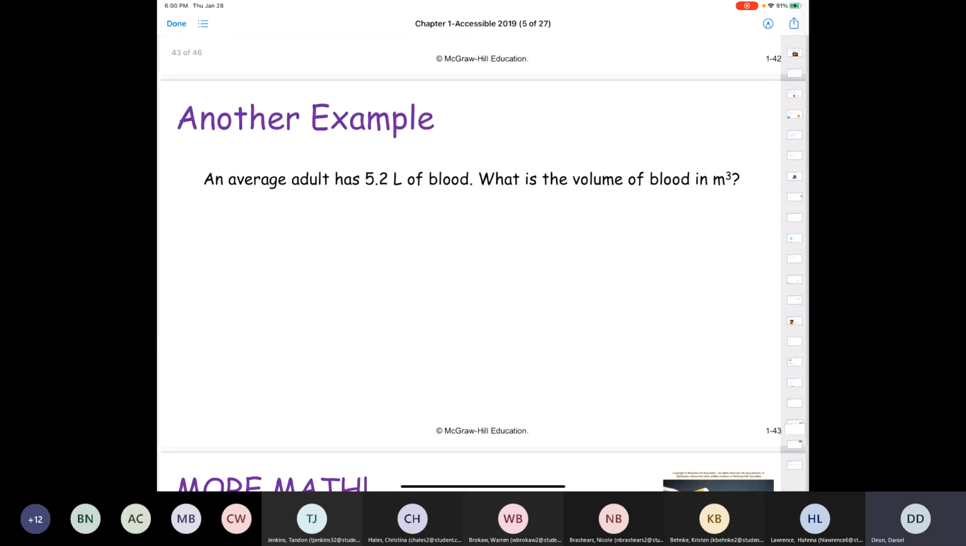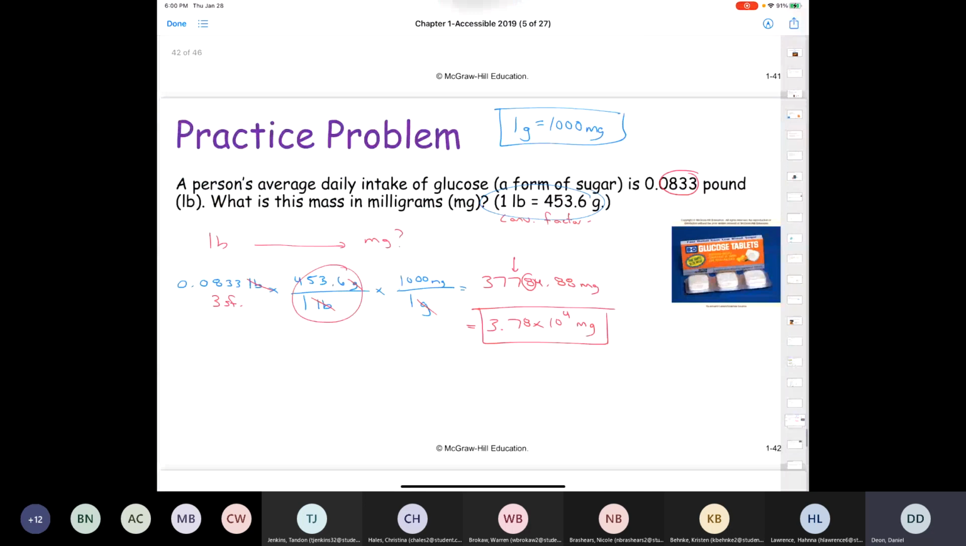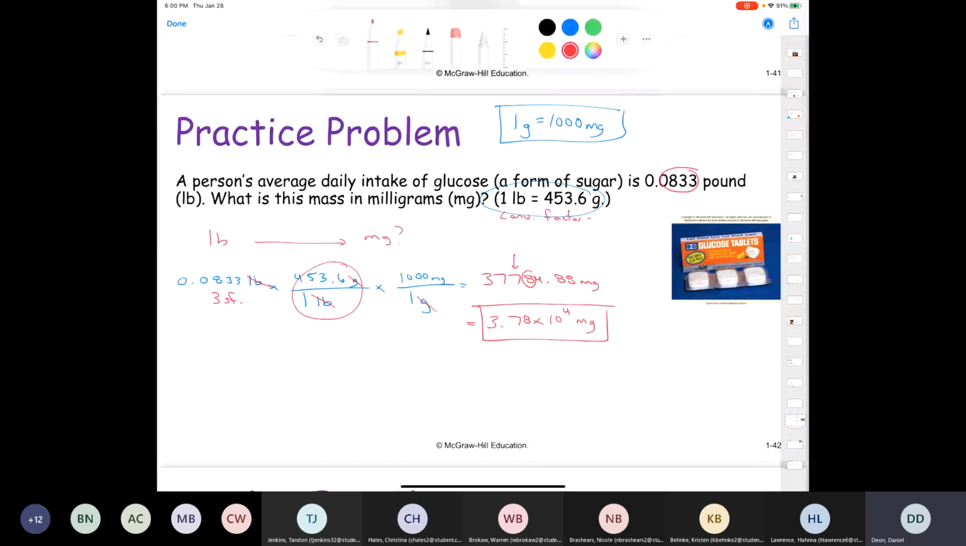It says the average adult has 5.2 liters of blood. What's the volume of blood in meters cubed? Before we answer this, let me back up and mention one thing that I forgot to do, okay? And that is this conversion factor here. If there's a conversion factor like pounds to grams or feet to inches, conversions between imperial units and the metric system, I will always give you that.